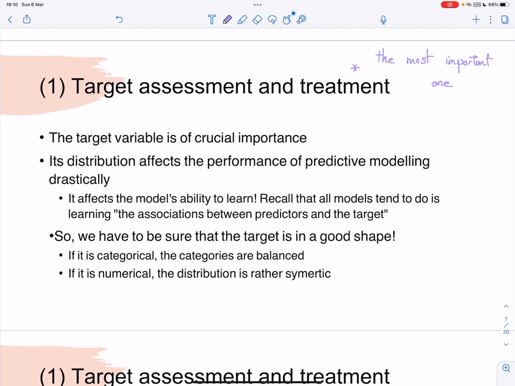If it is categorical, this good shape means the categories are balanced. If it is numerical, this good shape means the distribution is rather symmetric. So let's say that our target variable is categorical. This is category 1, this is category 2, let's say like yes and no. And if most of the cases are yes and a few cases are no, we call this one imbalanced. Imbalanced target. And for this case, it's a categorical target, and this is a case that we have to treat.